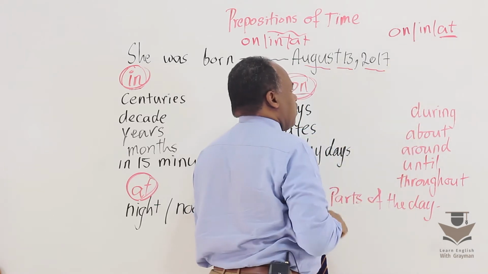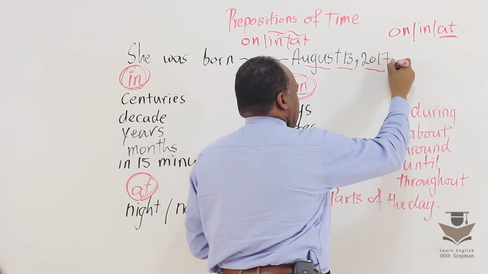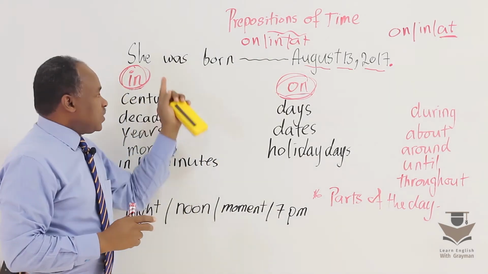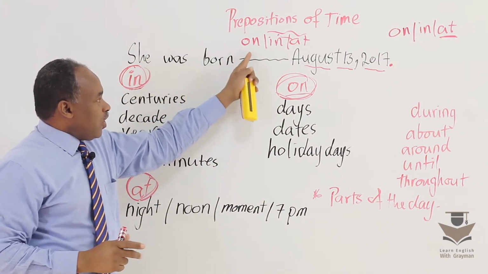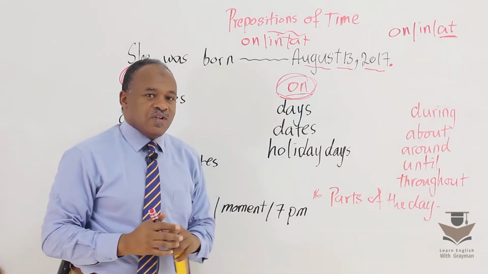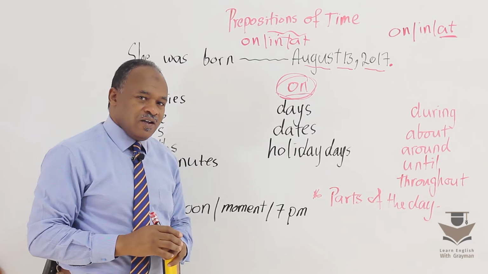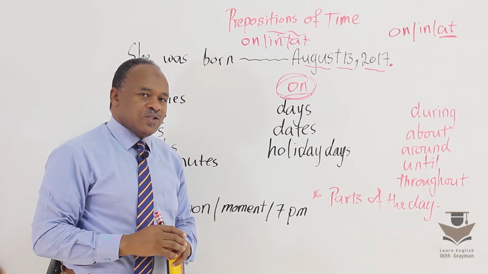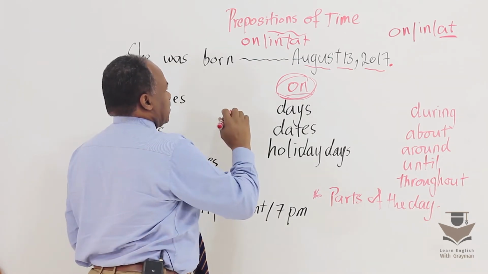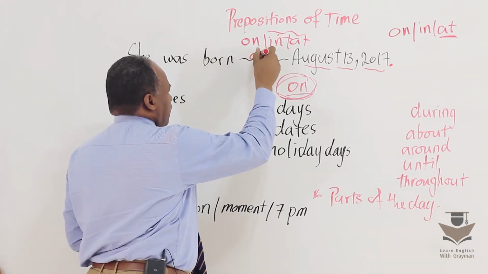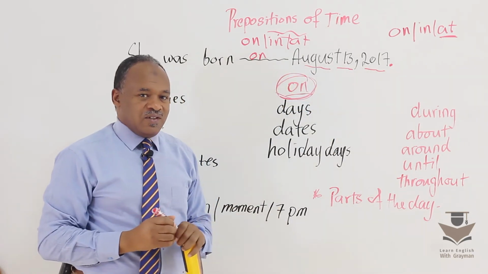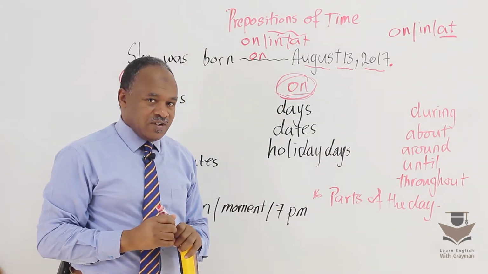Take this out. So we're going to end the sentence here. So I'm looking for the answer here. This is the date. She was born on, in, or at August 13, 2017. So what's your guess? What's your answer? If your answer is on, you're correct, because this is a date. Okay?